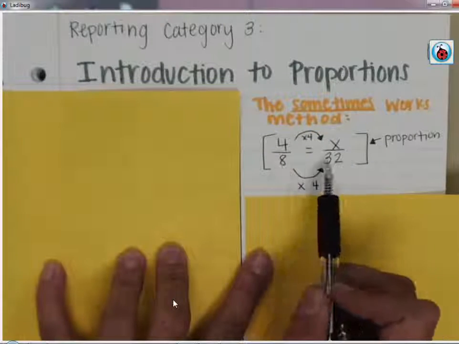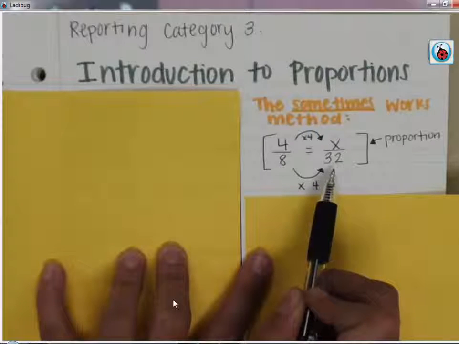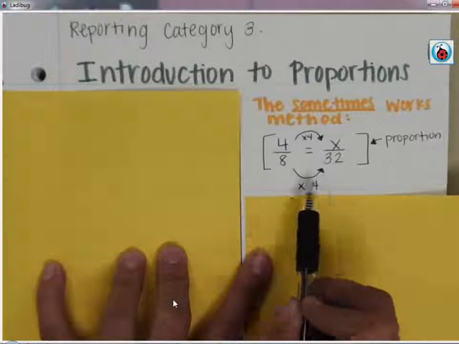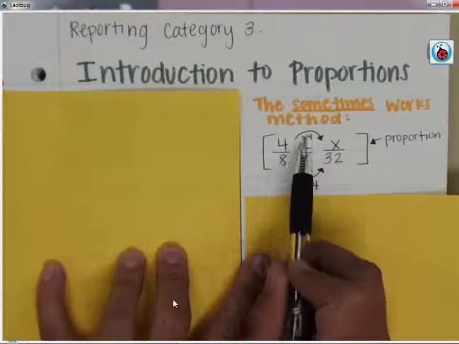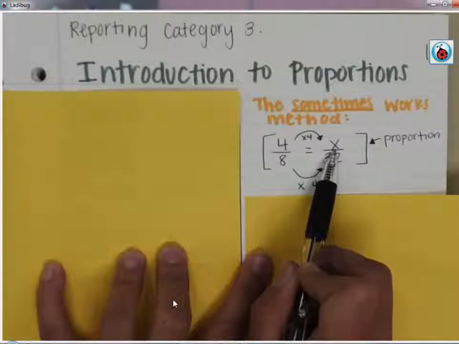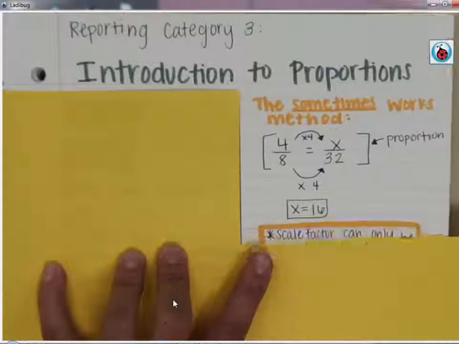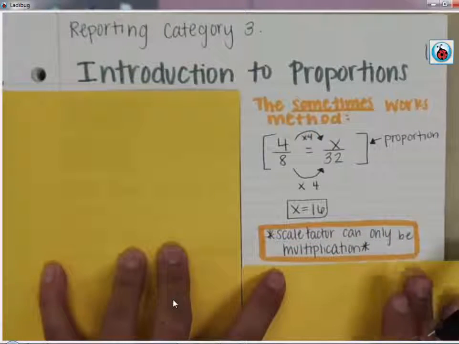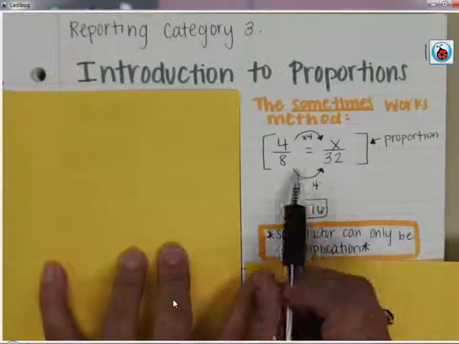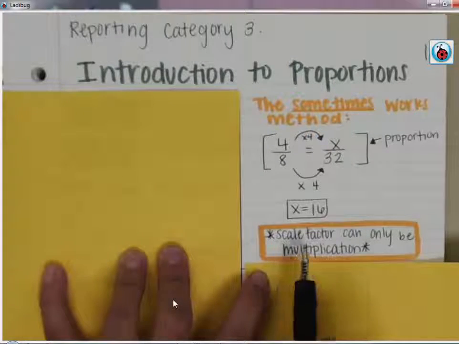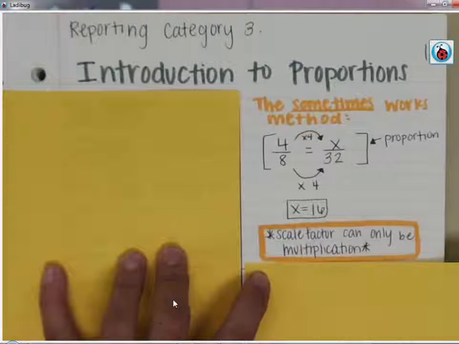Now what do I mean by the sometimes works method? Well, you look at your denominators. How did we get from 8 to 32? Good, we multiplied by 4. So what you do to the denominators, you must do to the numerators. So 4 times 4 is x. X is 16. This is called a scale factor, by the way. Your scale factor is 4 because you multiplied by 4. Your scale factor can only be multiplication. It can never be division, addition, or subtraction.